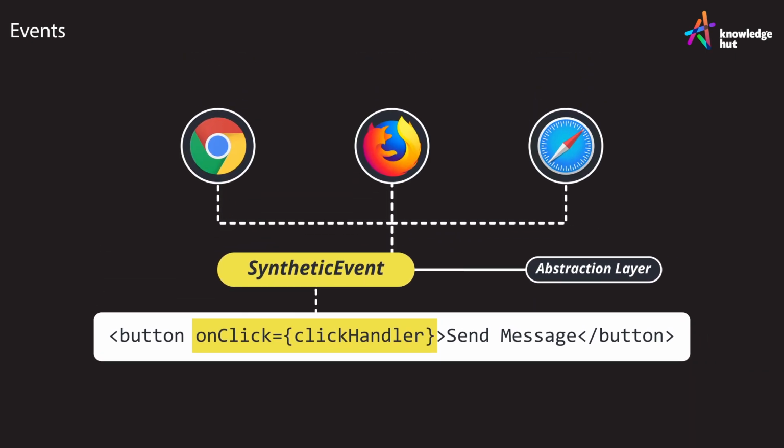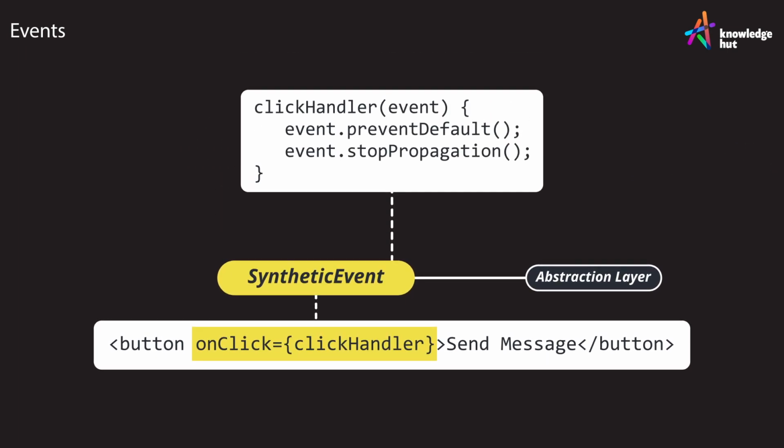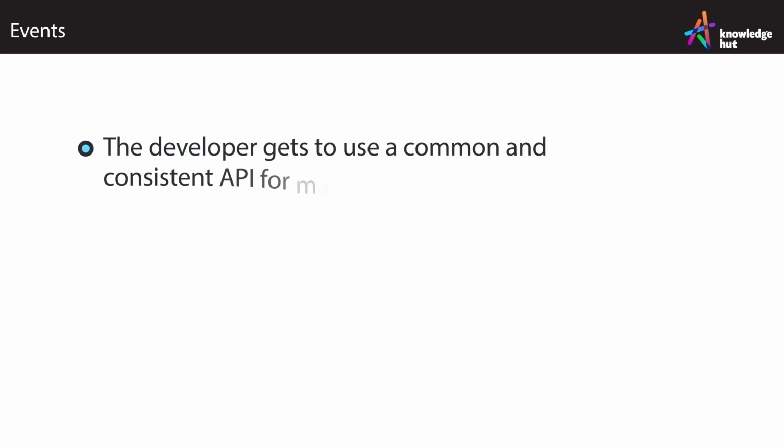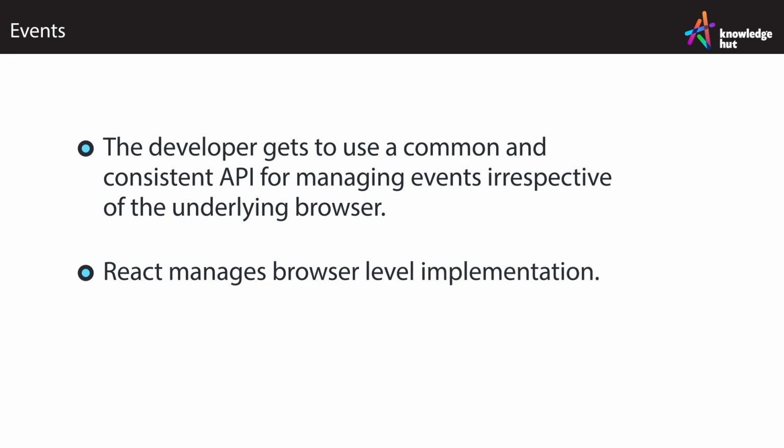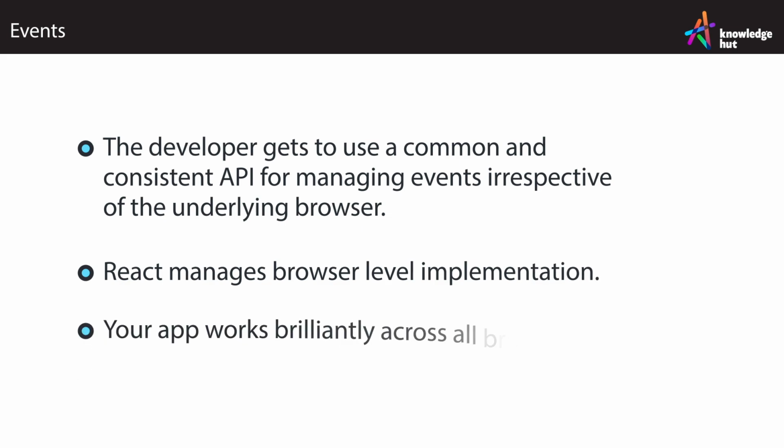This means your event handler functions get access to event objects and properties such as event.target, event.stopPropagation, and preventDefault, among other things. To the developer, this means that you get to use a common and consistent API for managing events irrespective of the underlying browser. Under the hood, React manages browser-specific intricacies seamlessly. This ensures your app performs uniformly across all kinds of browsers.